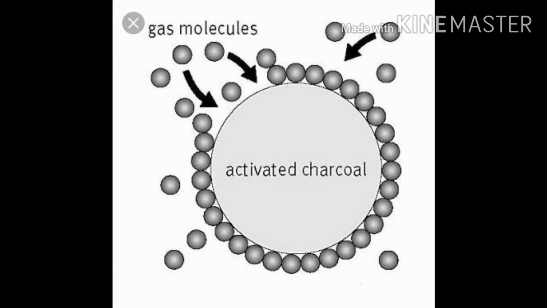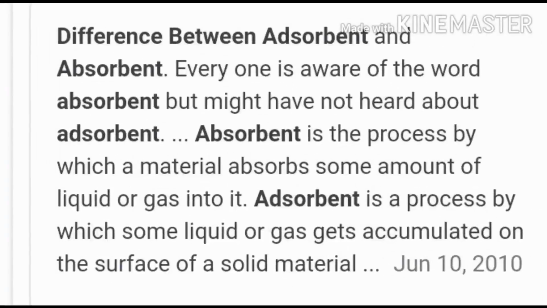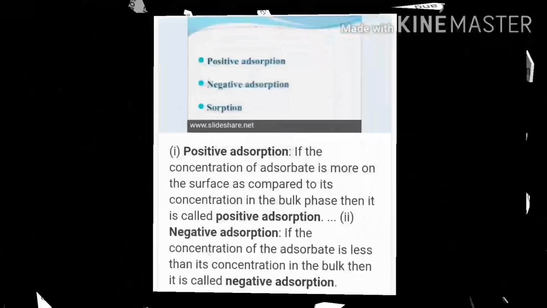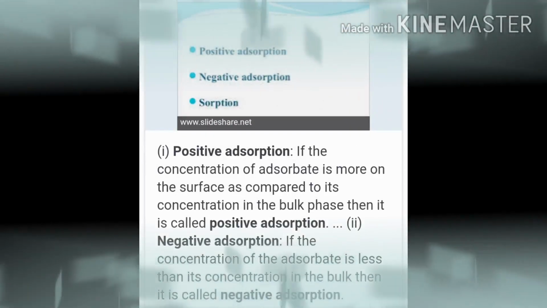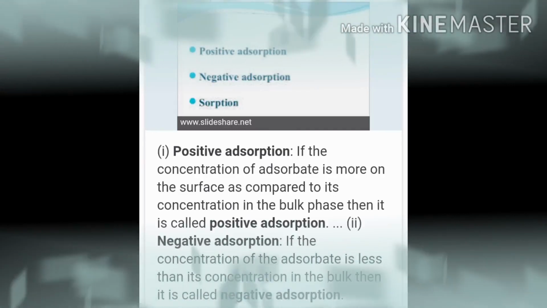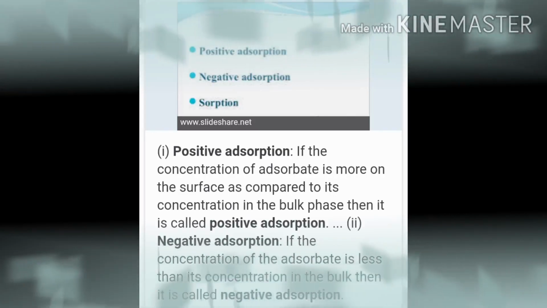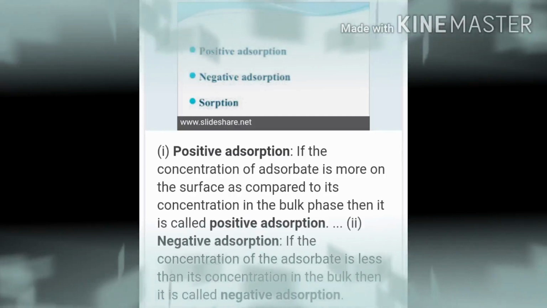First term is adsorption. It is the phenomenon of retaining the molecule on the surface of the solid. It consists of adsorbate and adsorbent. Adsorbate is a substance which is being adsorbed on the surface, and the substance on which it is adsorbed is called adsorbent. Adsorption can be classified as positive adsorption and negative adsorption.